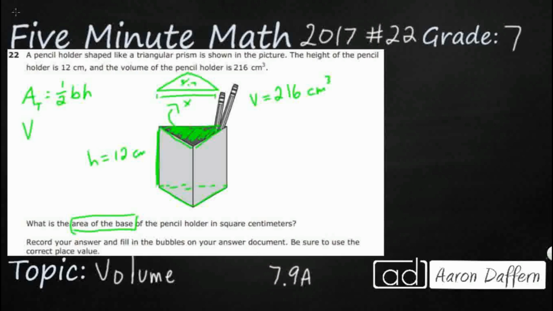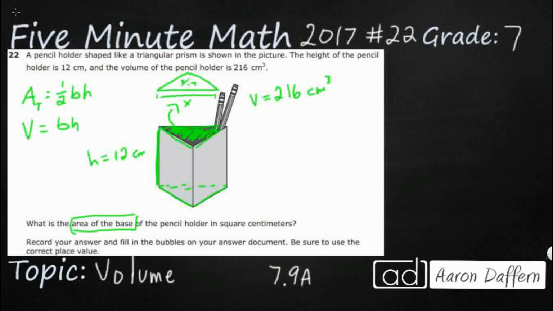The volume of any prism, really simple, base times height. That's all it is, base times height. Doesn't matter what the base is. In this case, it's a triangular base. In other cases, it might be rectangular, might be a cube. You could even do pentagonal, hexagonal, octagonal prisms. As long as you can find the base, multiply by the height, you're good to go.